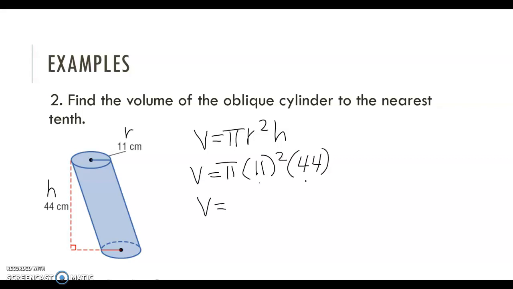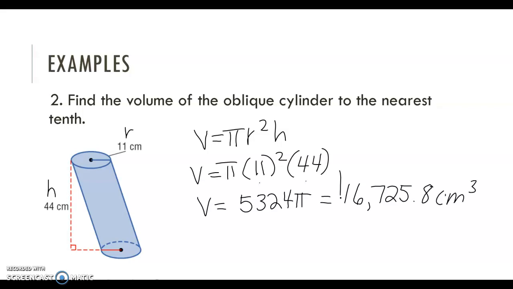11 squared times 44 gives me 5,324 pi. That would be your exact answer. And to the nearest tenth, that would be 16,725.8 cubic centimeters.